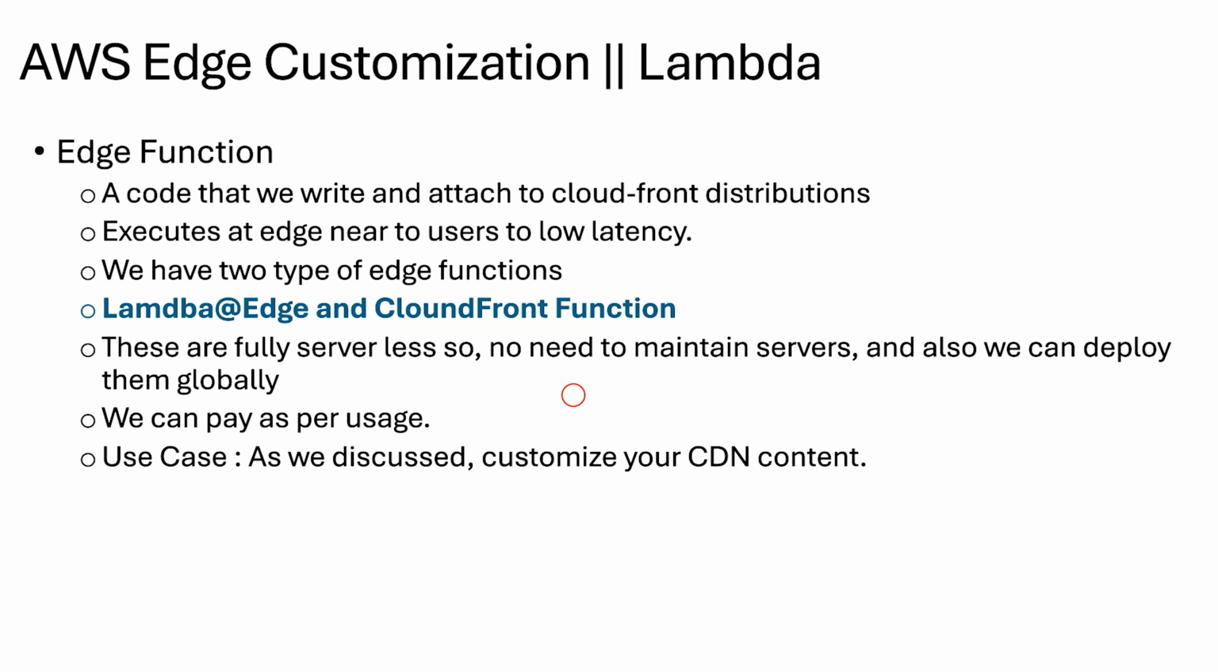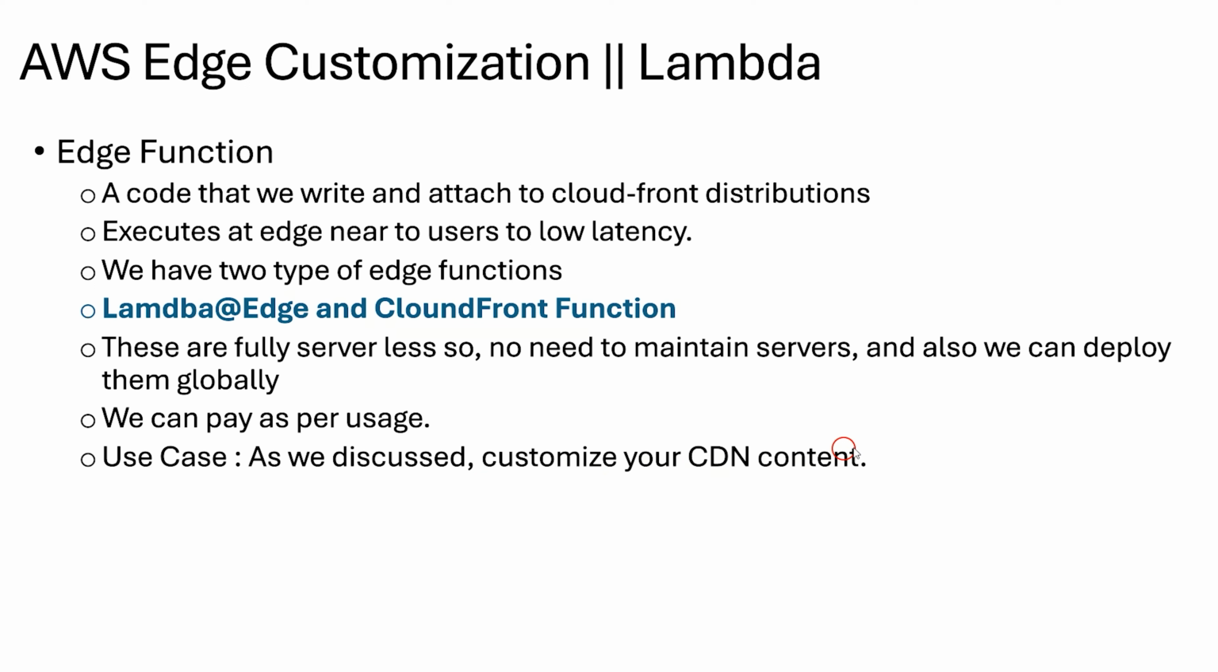For example, if you are using a website, you want to deliver that website globally, right? For example, Flipkart, Amazon. They are delivering the website to the clients globally. So in that case, you need to deploy these edge functions globally. And the pay is per usage. Like most of the AWS services, you pay for what you use. That's it. And the use case of this edge function is, as we discussed, customize your CDN content.